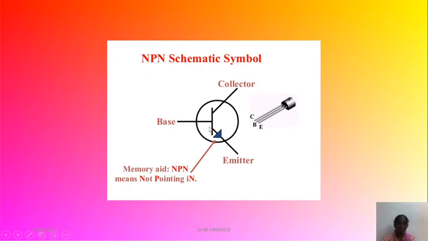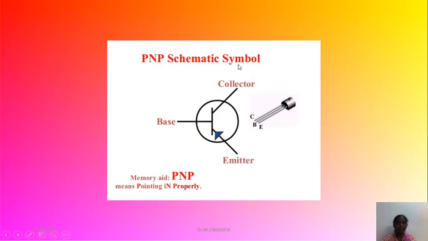For the NPN transistor, the arrow mark should face outward. For our remembrance, we can keep it like this: not pointing inside. Or you can say that the naughty students are perfect students. Naughty students always stand outside, so the arrow mark should face outward. This is for your understanding, I am giving this clue.